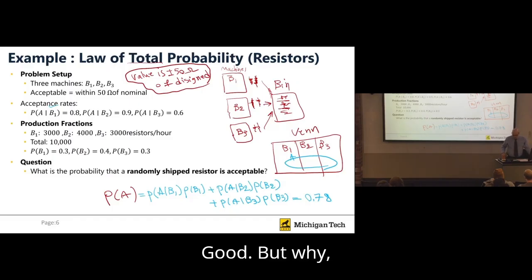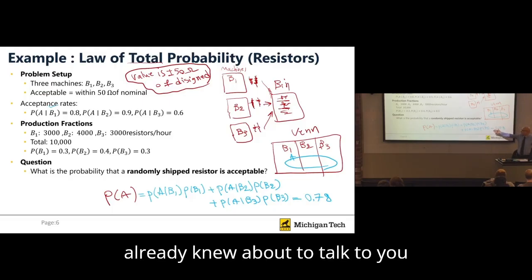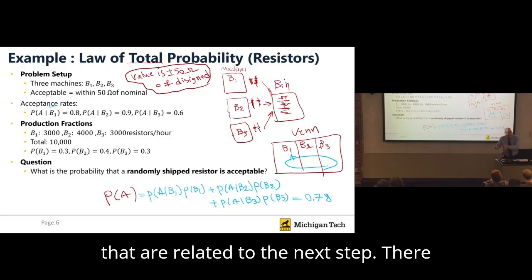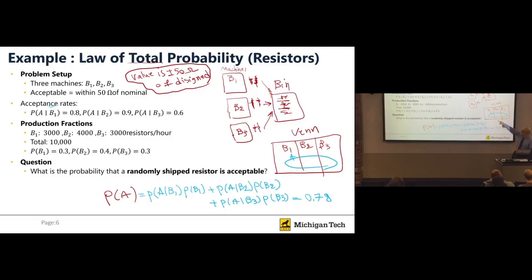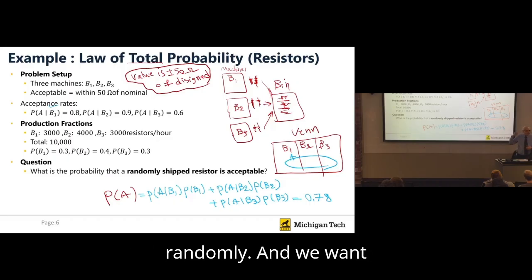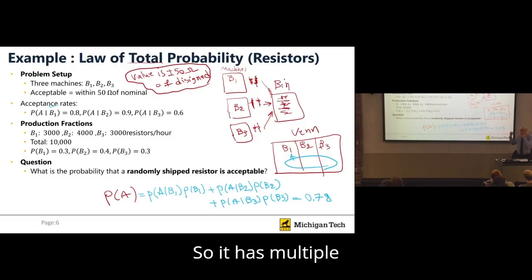Good. But why this example? Because we already knew the total probability theorem. I mentioned that because we're talking about probabilities that are related to the next step. There are multiple steps in these questions: making them with these machines, adding them together, and picking them randomly, and we want to see if it's acceptable or not. So it has multiple steps.